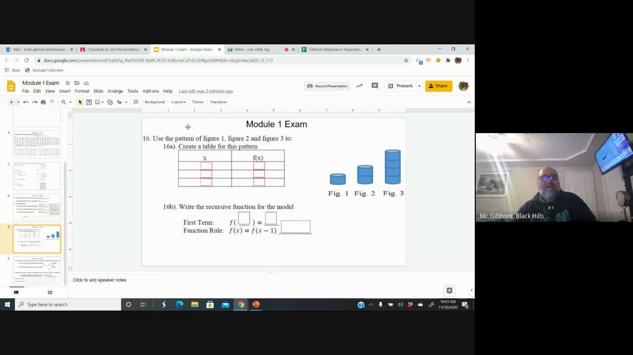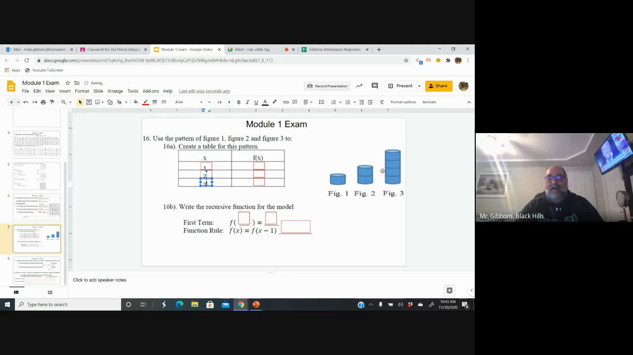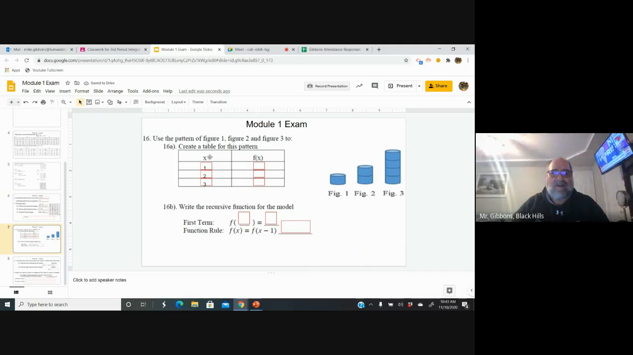So let's read it. Use the pattern of figure 1, figure 2, and figure 3 to create a table for this pattern. Well, guess what? Just by saying figure 1, figure 2, figure 3, they already told me my x's would be a 1, a 2, and a 3. I don't like the way those came out in my boxes, but I can read them. And I see that right here. Figure 1, so that's the first term. Figure 2, that's the second term. Figure 3, that's the third term.